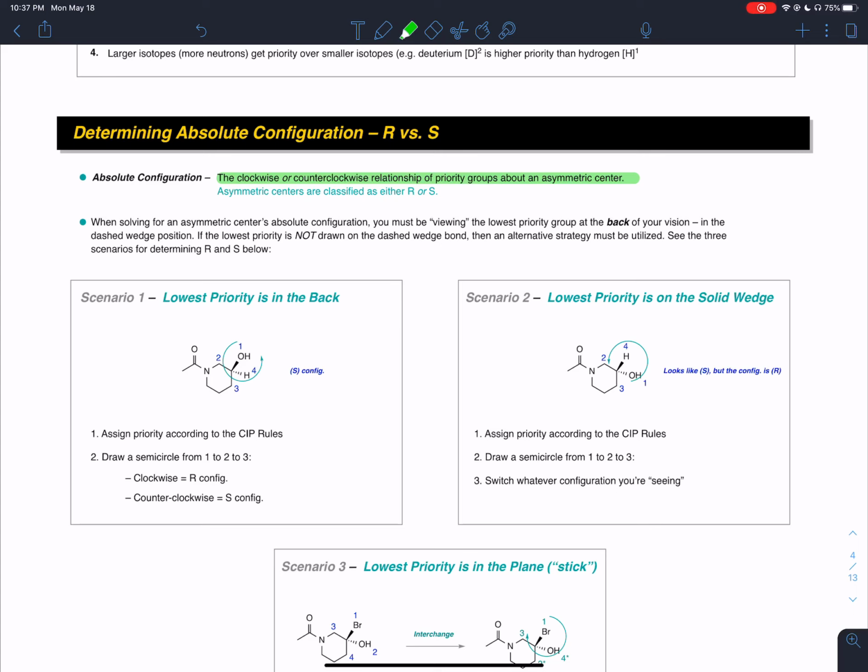We classify asymmetric centers as R or S. Now, this is a man-made system, right? We use it to classify the relative clockwise-counterclockwise relationships of groups about an asymmetric center. But the chiral carbons don't know if they're R or S, okay? We are giving them this designation.